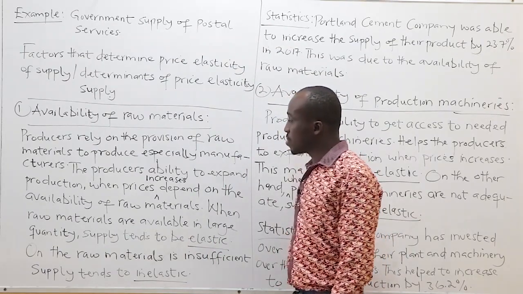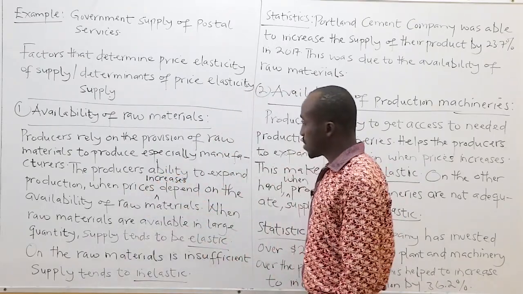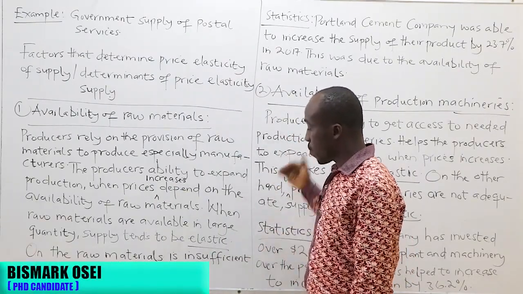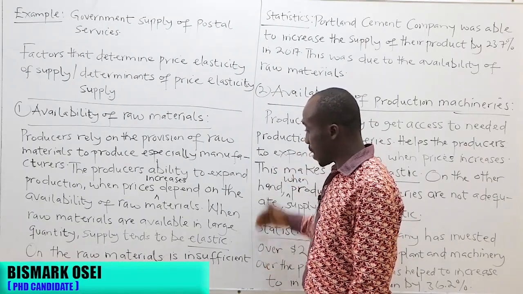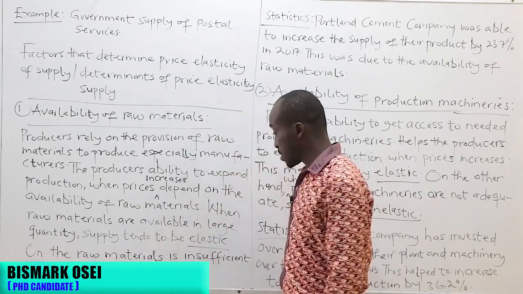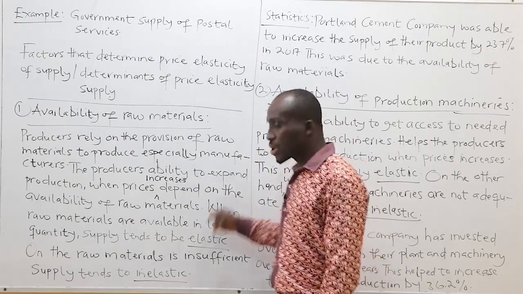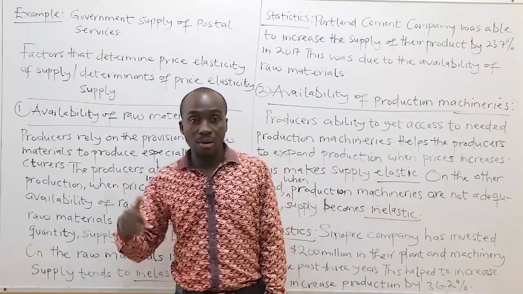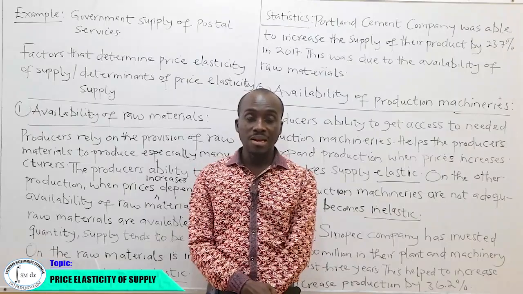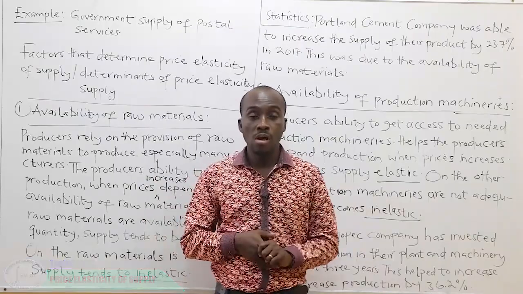Producers rely on the provision of raw materials to produce essential services. The producer's ability to expand production when price increases depends on the availability of raw materials. When raw materials are available, the supply will tend to be elastic. When raw materials are insufficient, then the supply will be inelastic. Before you can produce, you all know that we need a lot of raw materials. So if price, for instance, has gone up and you want to produce, but there are not enough raw materials for you, what happens? You cannot supply more.